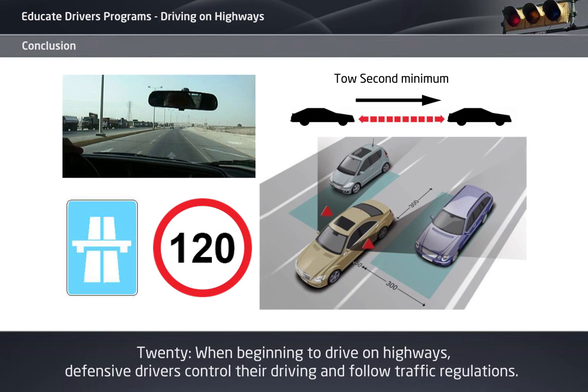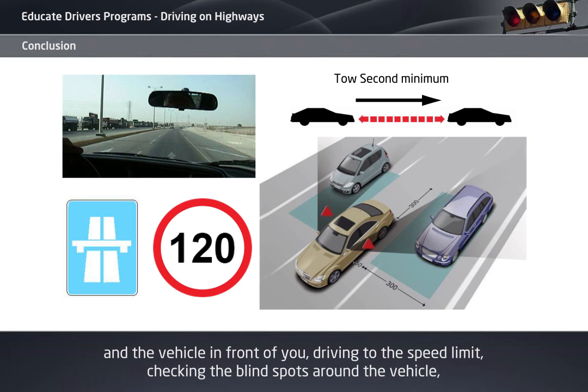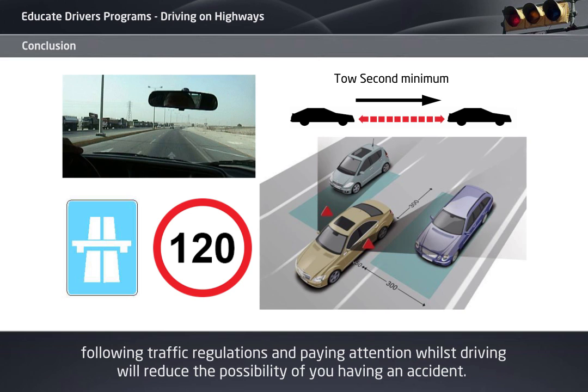20th. When beginning to drive on highways, defensive drivers control their driving and follow traffic regulations. Certain simple actions and habits, such as applying the 2-second rule to control the distance between you and the vehicle in front of you, driving to the speed limit, checking the blind spots around the vehicle, following traffic regulations and paying attention whilst driving, will reduce the possibility of you having an accident.